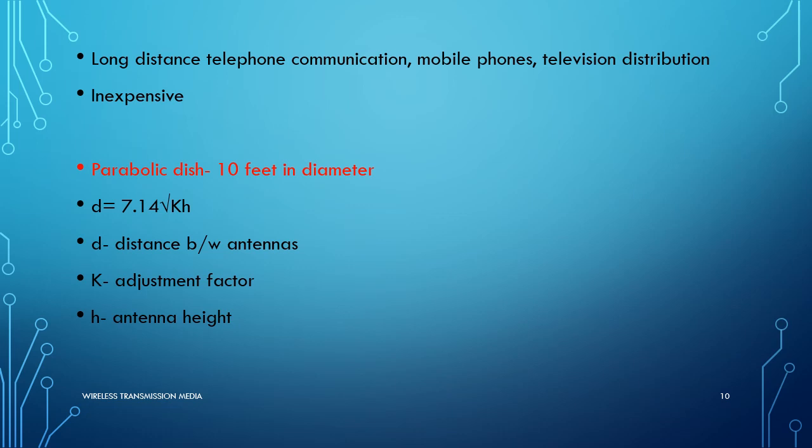Normally, a formula is used to calculate the distance between parabolic dish antennas. The parabolic dish antennas used in microwave transmissions are about 10 feet in diameter, and the distance between antennas is calculated using the formula D = 7.14 √(Kh), where D is the distance between antennas, K is an adjustment factor, and h is the antenna height.